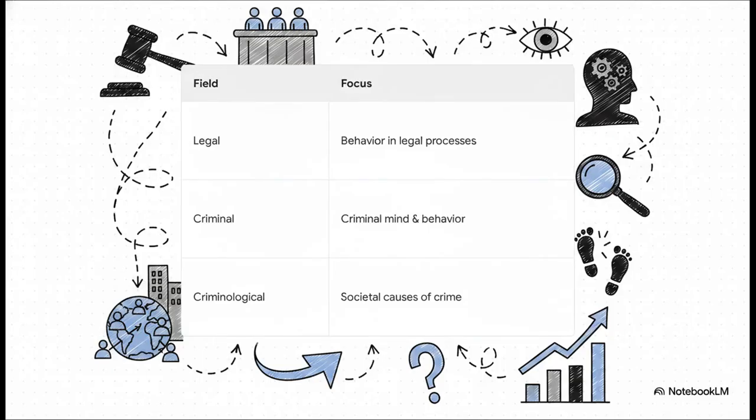Now, what's really interesting about this slide is how cleanly it separates these three often confused fields by their focus. Legal psychology focuses strictly on behavior within the legal process, like how juries make decisions. Criminal psychology drills down into the individual offender's mind, and criminological psychology zooms all the way out to look at the broad societal causes of crime. Three very distinct lenses, all of them absolutely vital to justice.